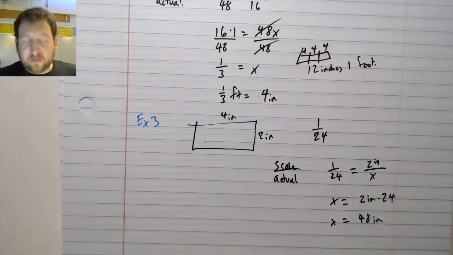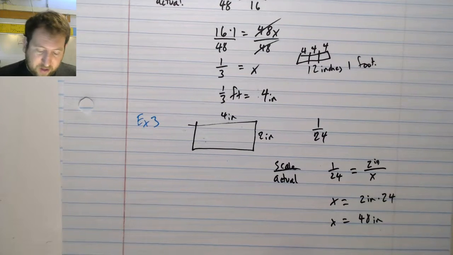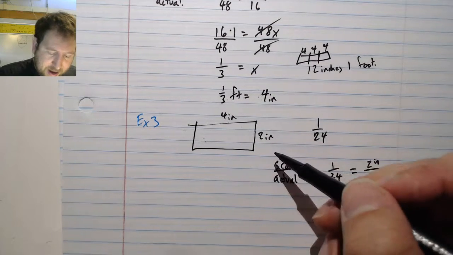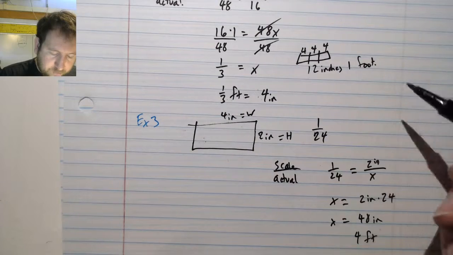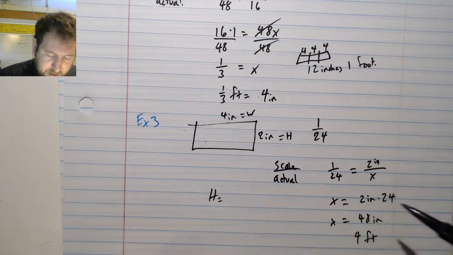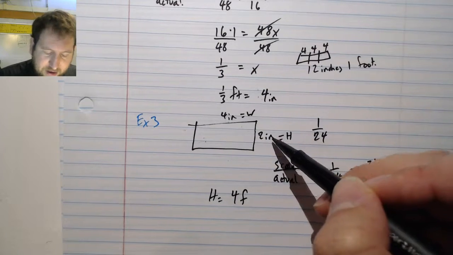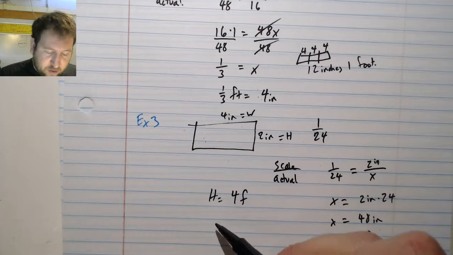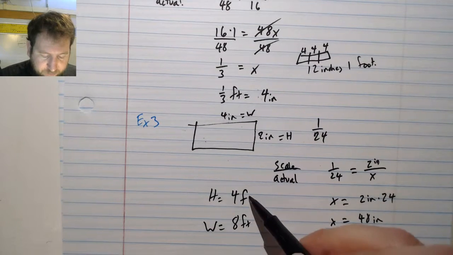So I could leave it as 48 inches, or I also know that if I divide it by 12, it's going to give me 4. So it's going to give me 4 feet. So my height here, my width, my height is 4 feet because I solved this, and then I know this ratio is just times 2, so my width is going to be 8 feet.